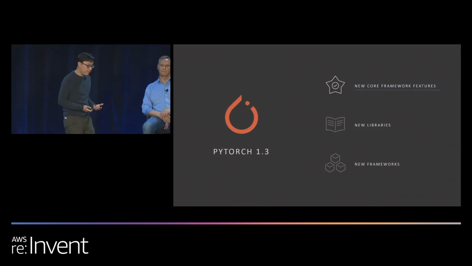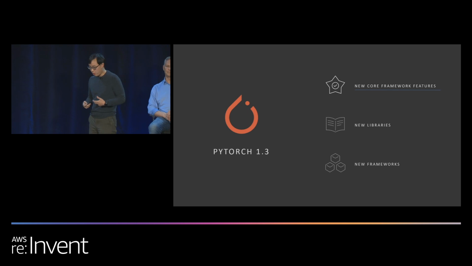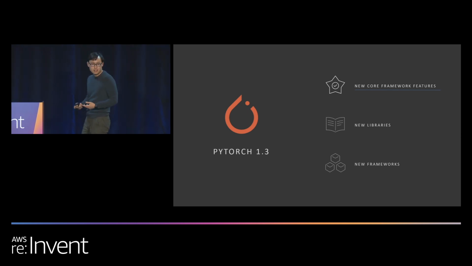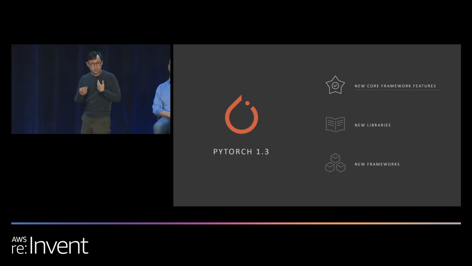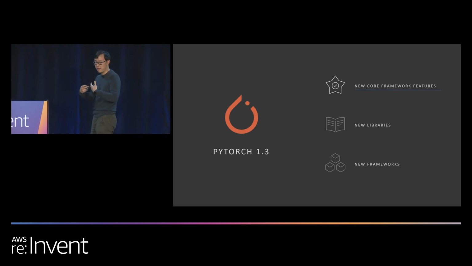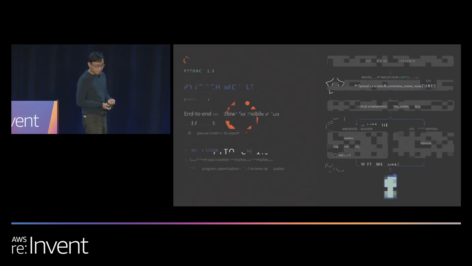So I'm going to talk about a few of the new features we're working on and have released in PyTorch 1.3. If you download the deep learning AMI from SageMaker, you get all of this, because they've always provided an up-to-date version of PyTorch for your usage.